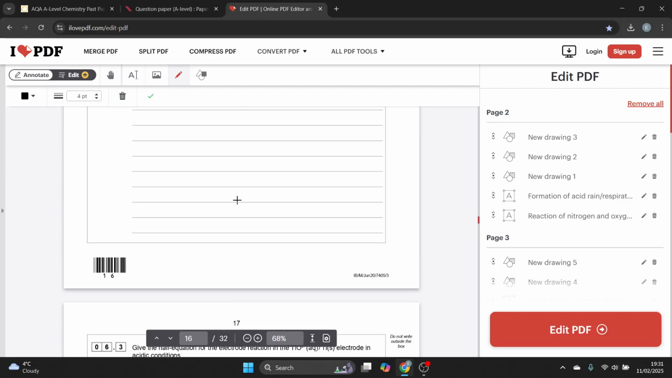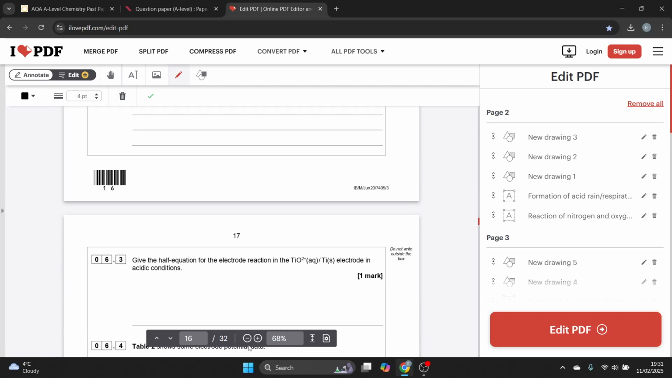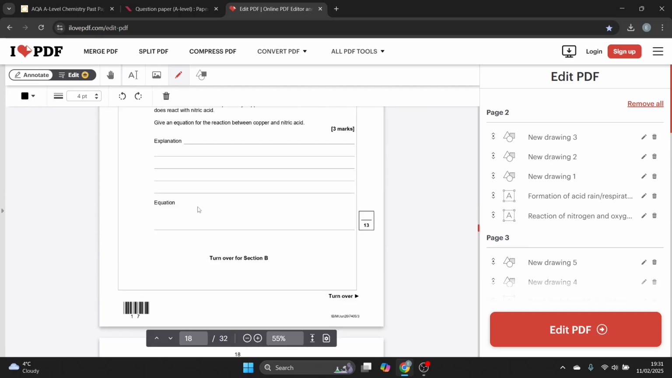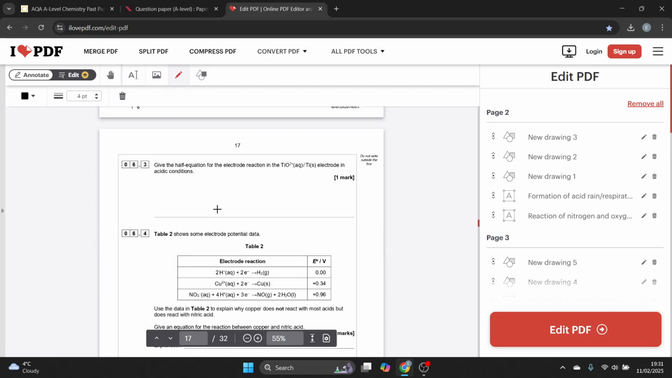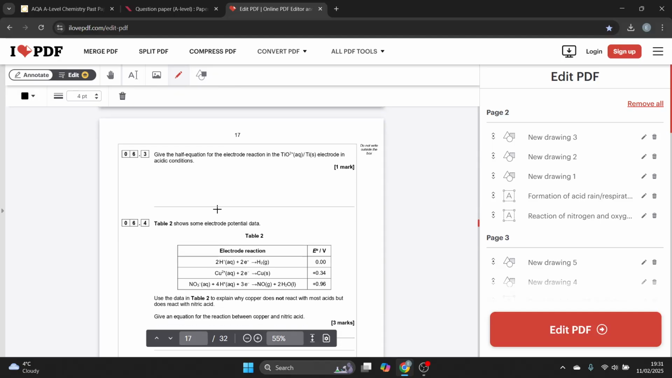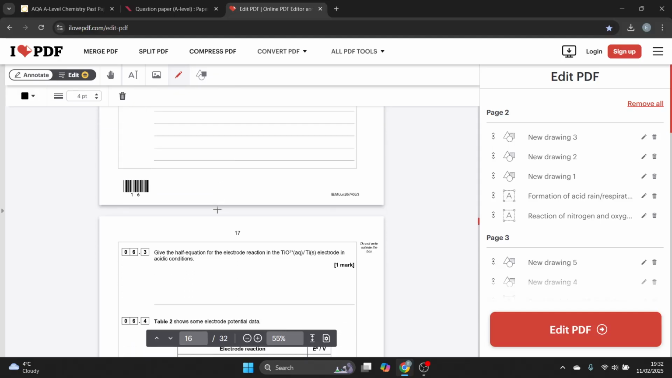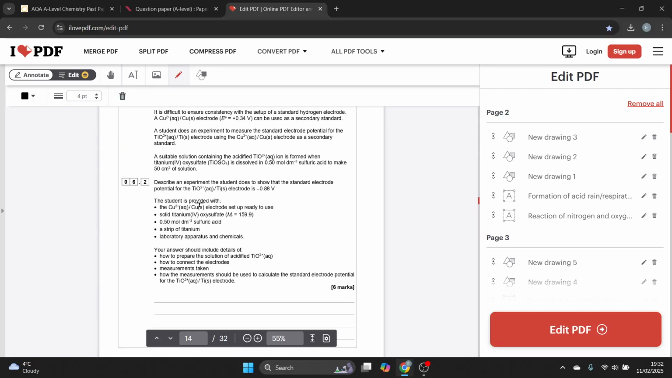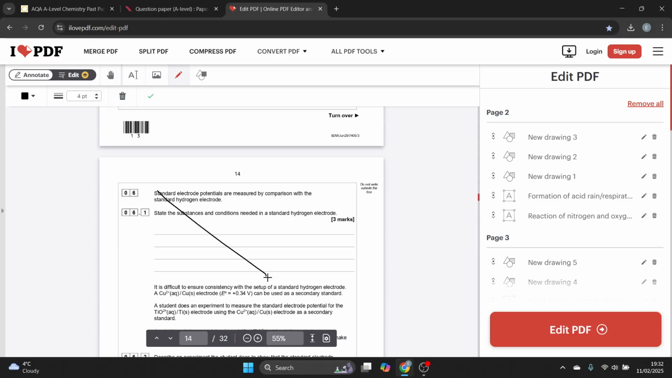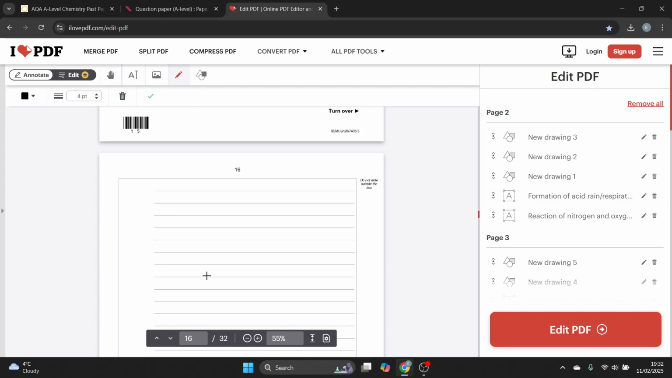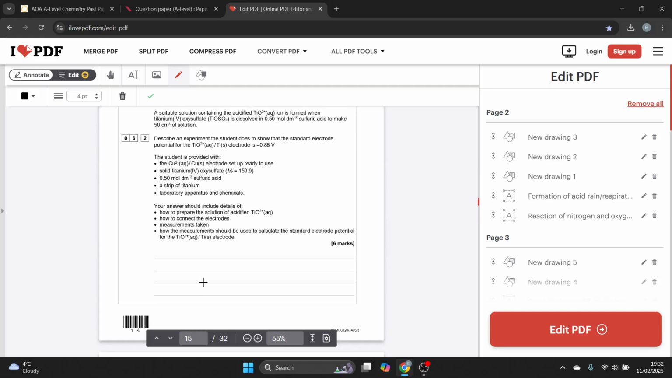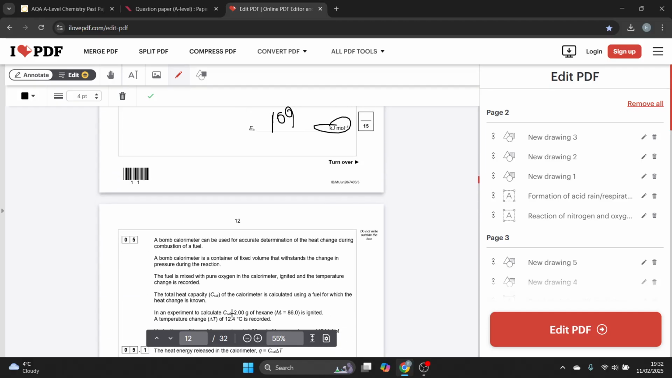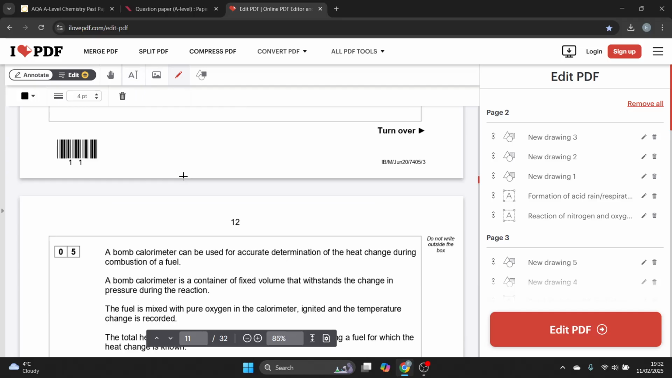Now I can't do question 6. Yeah, I can't do question 6. I might try question 6.3 because it just looks like a half equation. But yeah, question 5 then might be the last one.